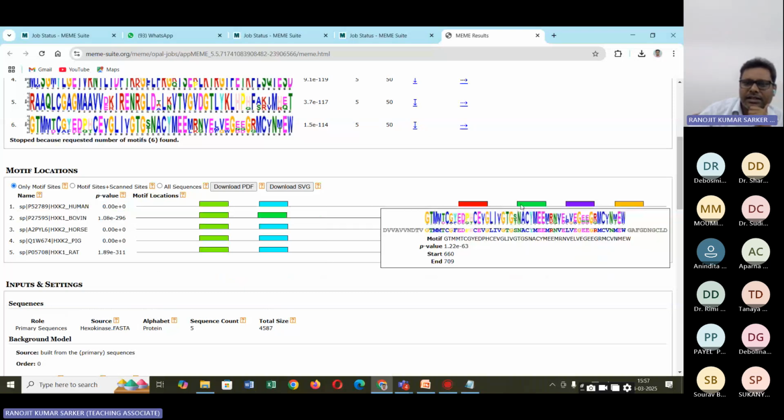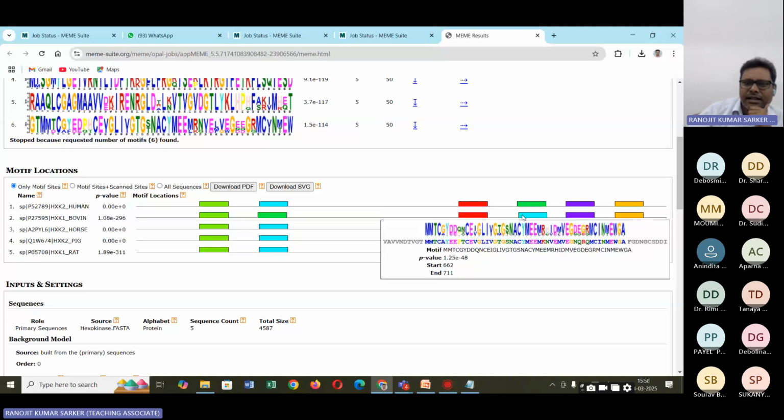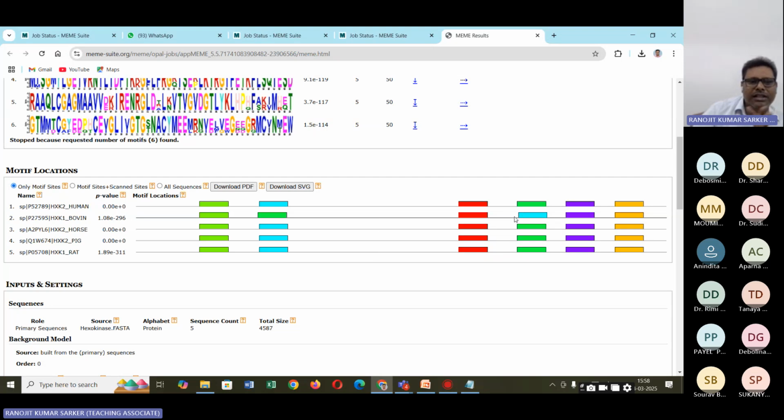Just here the sequence size is 660, here it is 662, more or less the same. Why is it not exactly the same? Because this is from human, this is from bovine. There is species diversification, taxonomical distance, and evolutionary distance, and due to evolutionary distance some mutations have accumulated. But broadly, you can see that in all the sequences these regions are conserved.